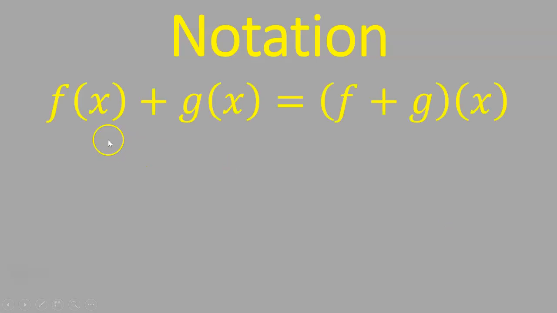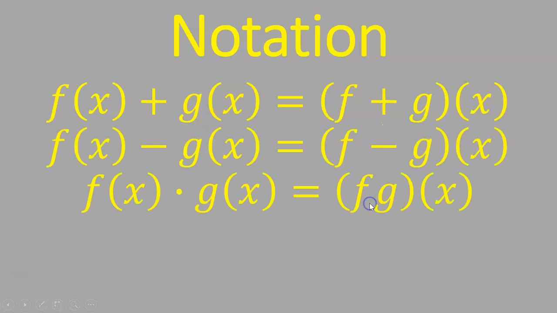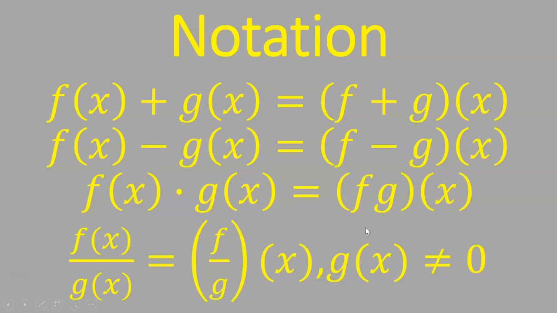Some notation here, we read this f of x plus g of x. It could be written in either format as you see, and similar for each of the four major math operations. For division, we do specify, per usual, that the denominator cannot be 0. You cannot divide by 0. So we make sure that's mentioned anytime we mention divide.